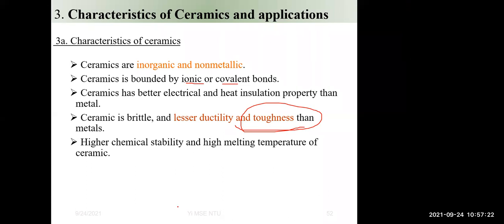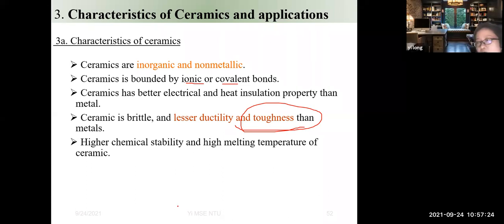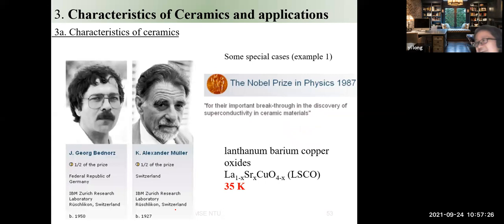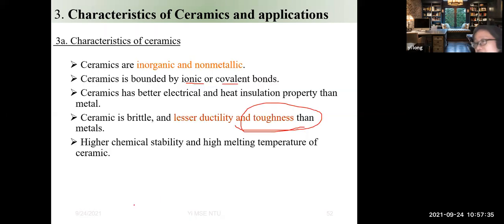Okay, someone is talking? No, okay. But I'll give you some special things. If it's special, then you can win a Nobel Prize. Okay, I'm just joking.